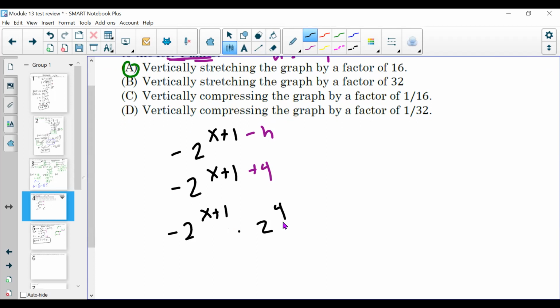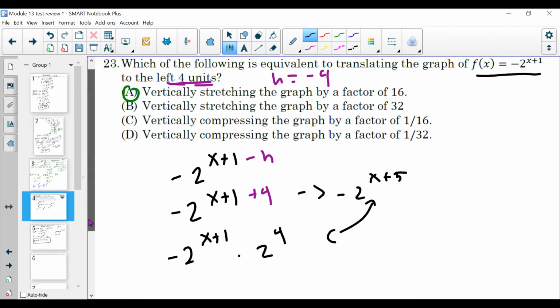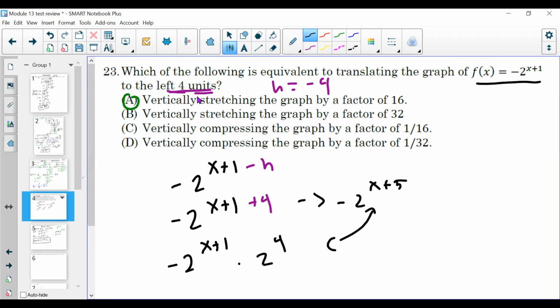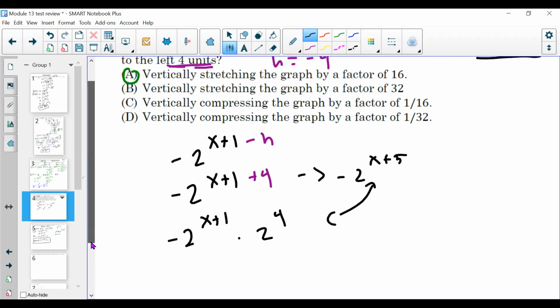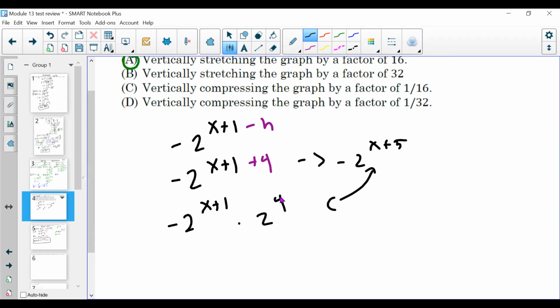So could you also write it as negative 2 to the power of x plus 5? Yeah, it's the same exact thing. These are the exact same thing. That's what this problem is asking. It's asking, what's the same as moving this graph to the left 4? Well, the same thing as moving this graph to the left 4 is the same as stretching it by 16. So I was showing that I can go from plus 4 to 2 times to the 4th, and all of a sudden it's a different transformation that makes the graph the same. Oh, I see. Okay, thanks. No problem.